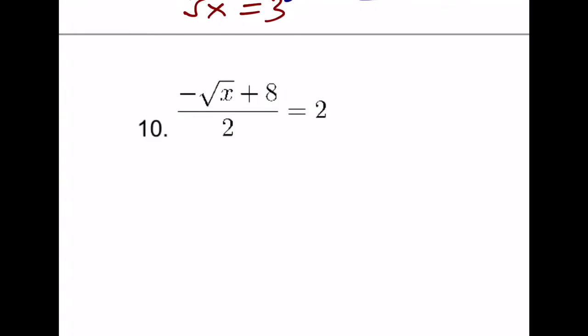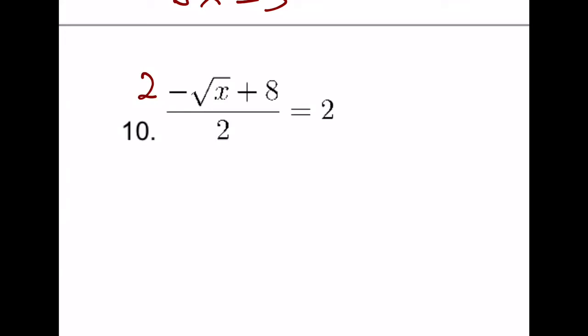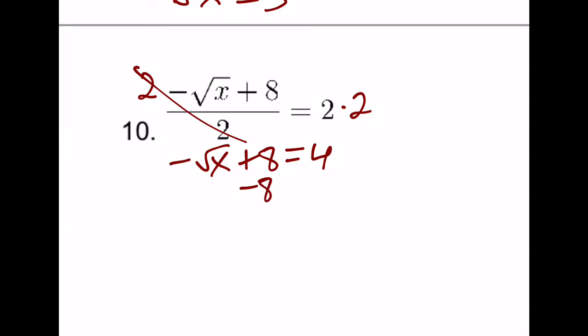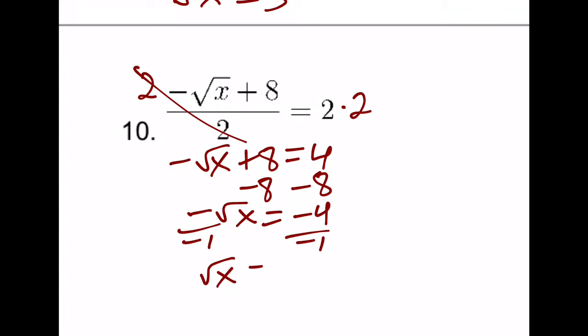Again, we're going to multiply by 2 to cancel out and we have negative root x plus 8 is equal to 4. We will subtract 8 from both sides, so we get negative root x is equal to negative 4. We'll divide out a negative 1, so root x is equal to 4. We will square both sides, and x is equal to 16.